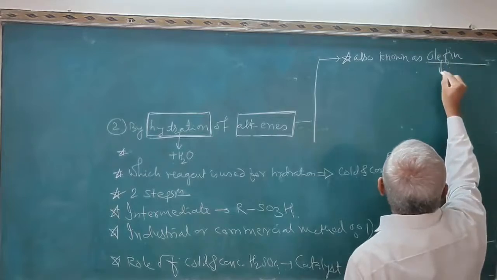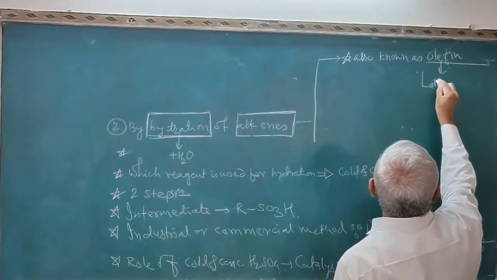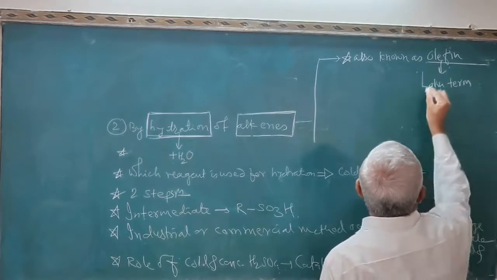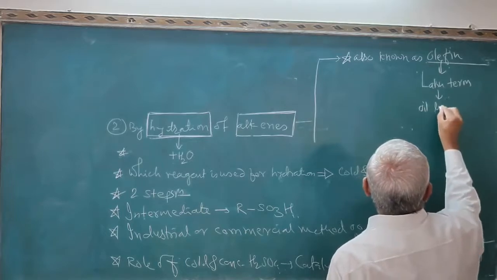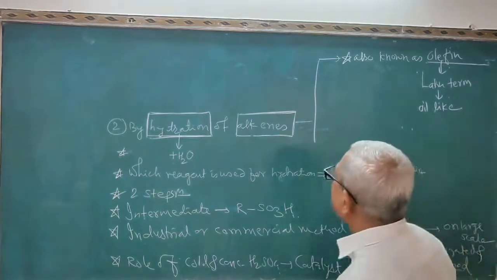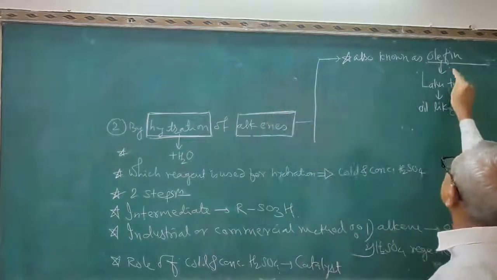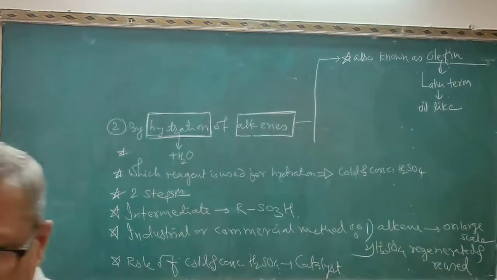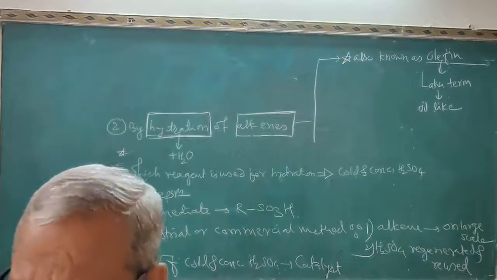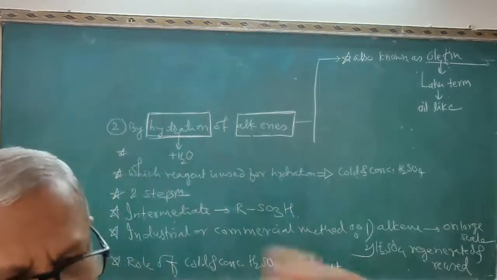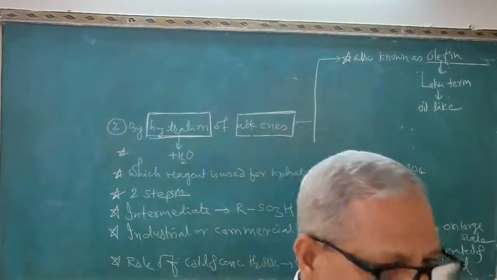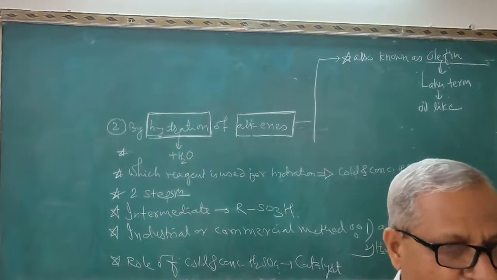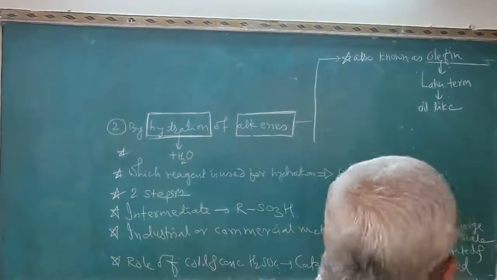Now the question on olefin. Olefin is a Latin term. The meaning of olefin is oil-like. And the question here: why are alkenes known as olefins? This is the important question. Alkenes are known as olefins because when they are treated with halogen, for example chlorine, they give an oil-like product, and therefore they are known as olefins.